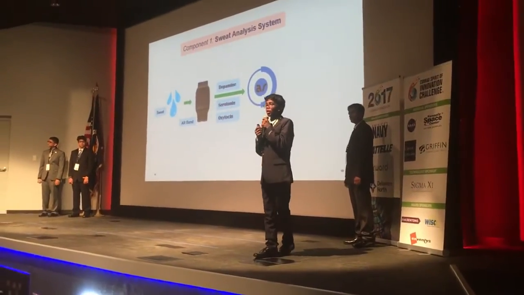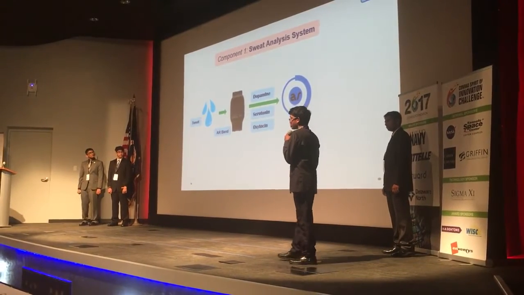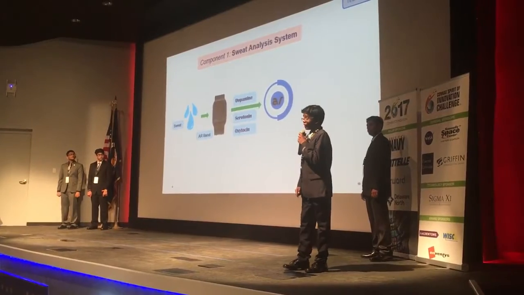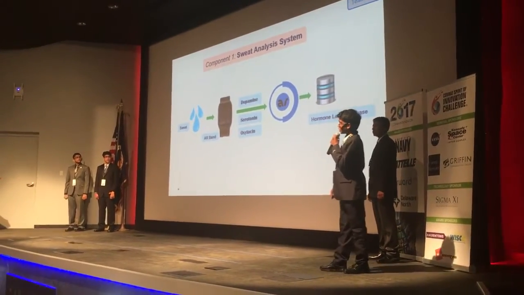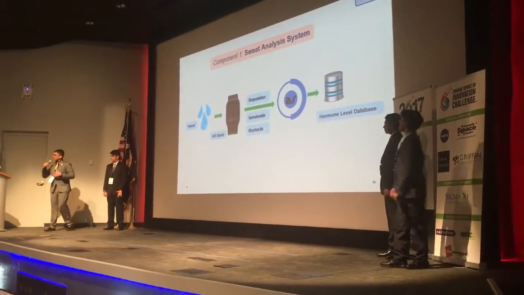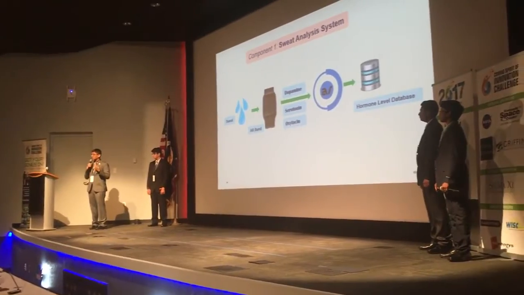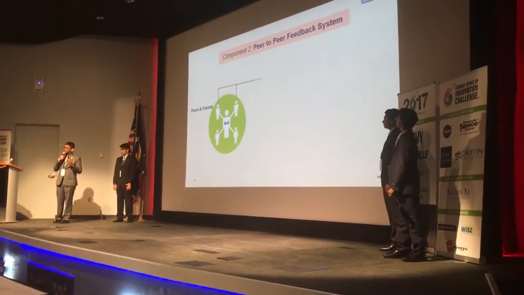When the sensors come in contact with the SWOT, they generate electrical signals which will be amplified and filtered. These readings are then calibrated using the body temperature, and the values of the hormone levels will be sent up to the hormone level database and stored under the person's profile. The peer-to-peer feedback system provides a platform for peers and friends to provide feedback on the behavior of the person that they interact with. How they do this exactly?